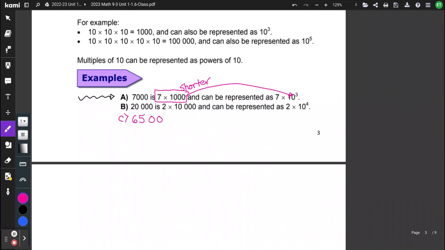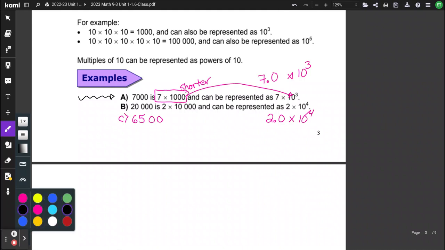Remember, any number can be put into a decimal. I could write this as 7.0 times 10 to the 3, and this would be 2.0 times 10 to the 4. Now, the number on the left-hand side of the decimal has to be between 1 and 9. It can't start with a 0. It's got to be between 1 and 9. So that means, where would I put my decimal? If I'm guessing, I'm going to put my decimal right there. That's where my decimal belongs.